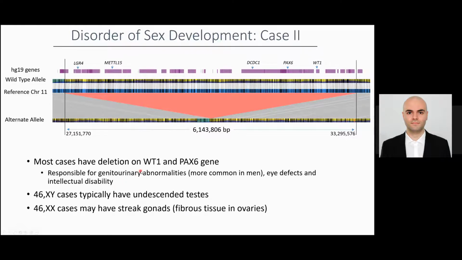Now, in this case, this patient is 46XX. They will likely have streaked gonads that have fibrous tissue in them.